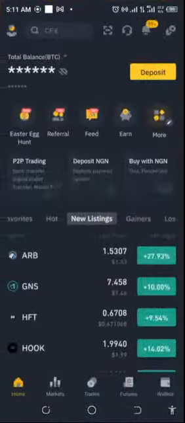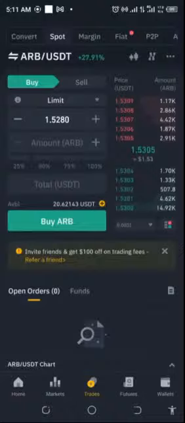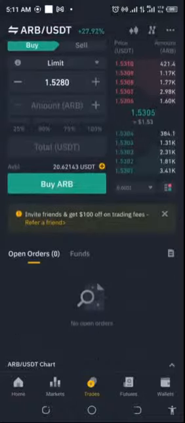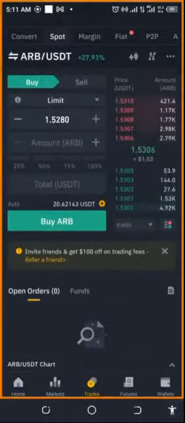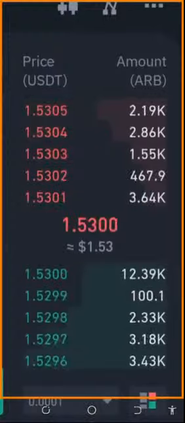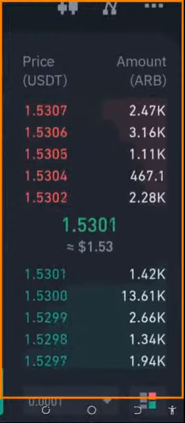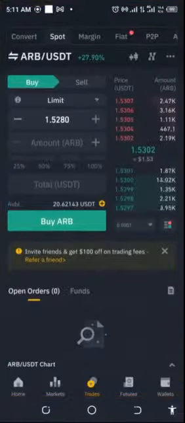Okay, so let's go back in here. As you can see, looking at it, it's still pumping, right? And look at the order book. You can see that it's still very alive and very active. These are the things you need to make sure exist when you're doing your spot trading.